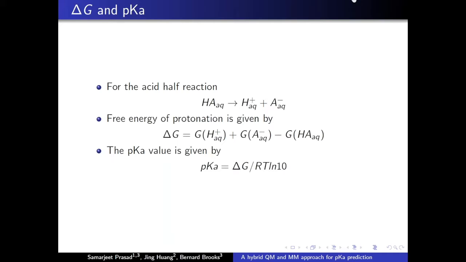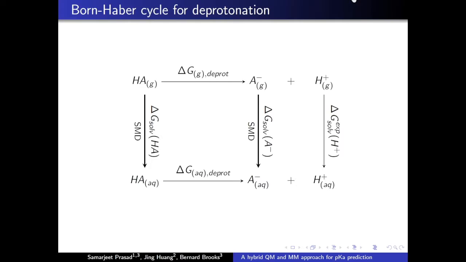And the pKa for this reaction for the acid is given by delta G over RT ln 10. However, this is not how people actually calculate this because calculating the absolute free energy is difficult. People generally do it using a thermodynamic cycle by plugging in the gas phase calculations as well. This method will be discussed in more detail by Charles Zeng, who will be giving the next talk.